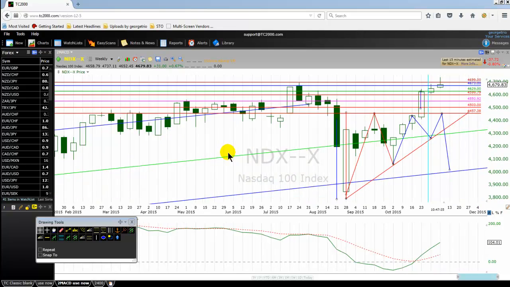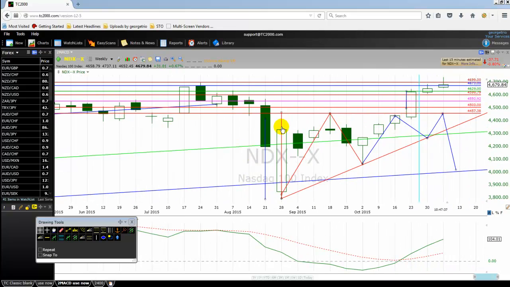Nasdaq 100 burst out of the triangle last time. This triangle here, will it go back inside the triangle and complete? Is this a distortion? We will see. All right, we will see.